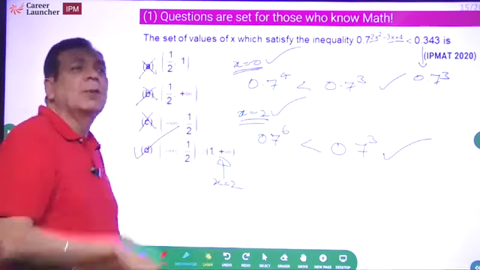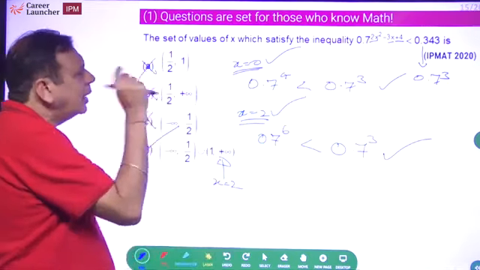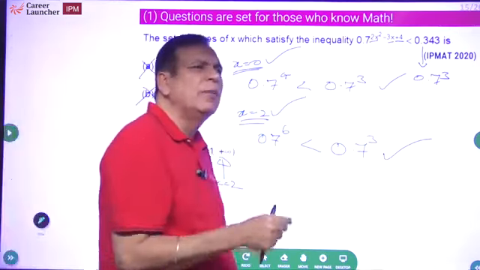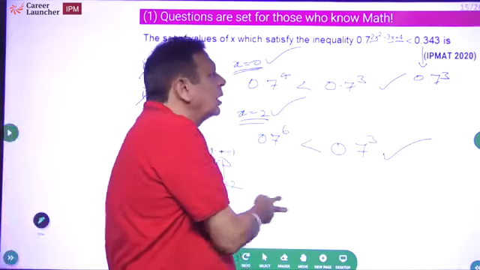Okay, so I hope the basic principle is clear that when you look at a question, don't look at purely solving. Substitution. Use common sense, use jugaad.